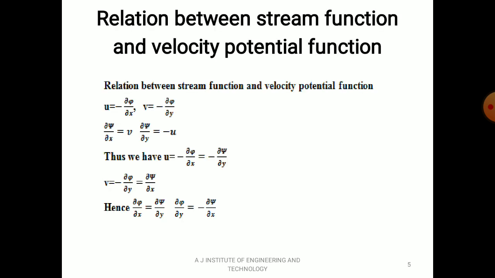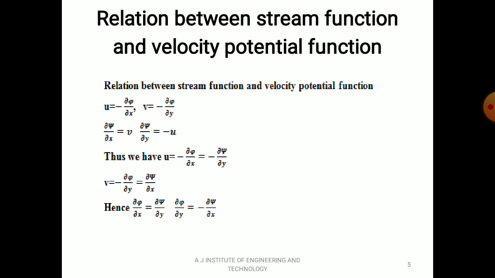Now let us go for the relationship between stream function and velocity potential function. The relationship can be obtained as follows. From the definition of velocity potential function, we have u equal to minus dou phi by dou x, v equal to minus dou phi by dou y for the two-dimensional case. Similarly for the stream function, dou xi divided by dou x equal to v, dou xi divided by dou y equal to minus u. Therefore we have u equal to minus dou phi by dou x, that is from the velocity potential function, and minus dou xi divided by dou y, that is from the stream function.